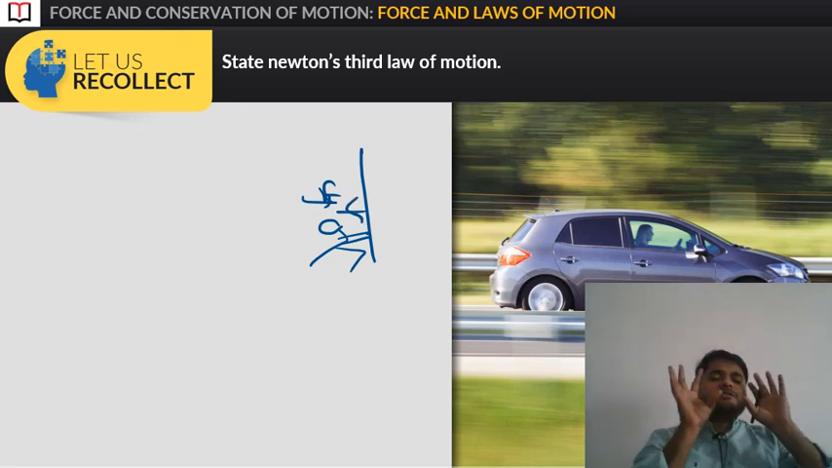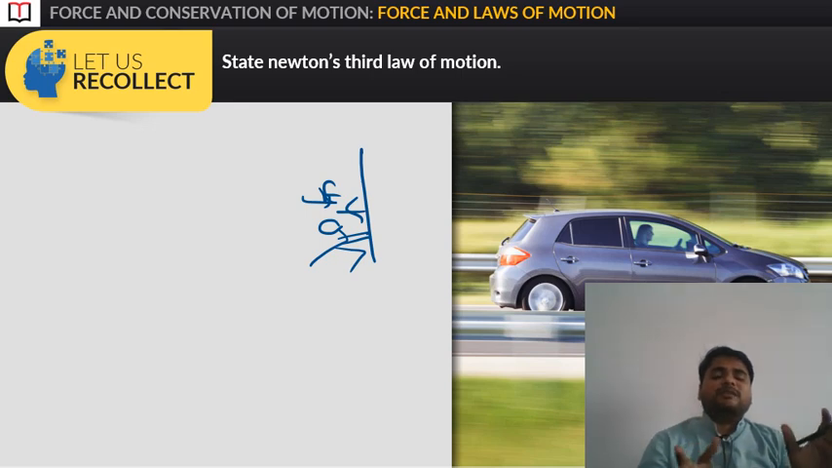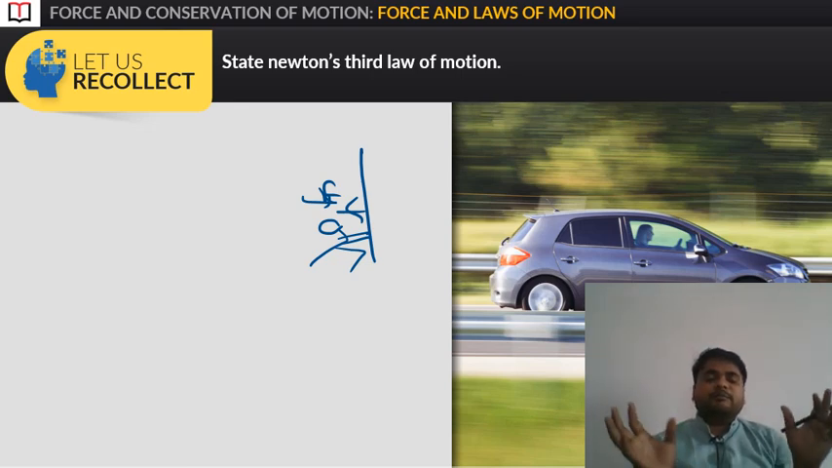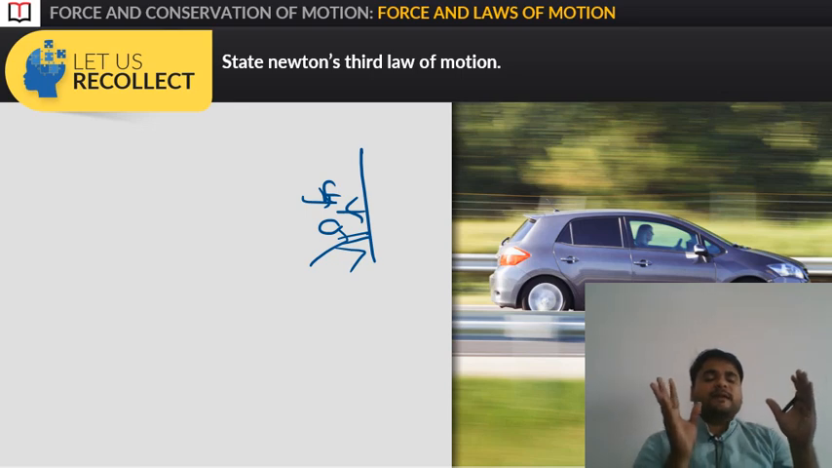If we are pushing a wall with a certain force, then what will happen? The wall will also apply an equal and opposite force to us. That is happening because of action and reaction. It means every action has an equal and opposite reaction. So, if we are pushing the wall, then the wall is also pushing us with the same force. That's why both are in equilibrium, meaning neither the wall is moving nor the man is moving.